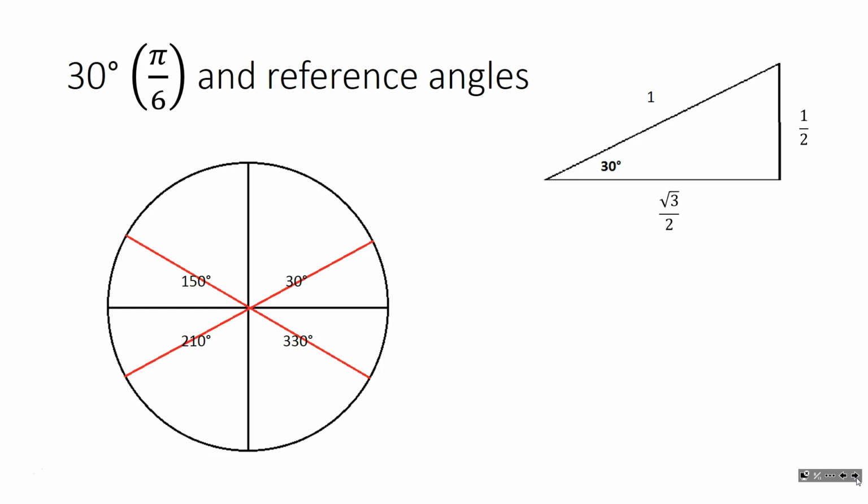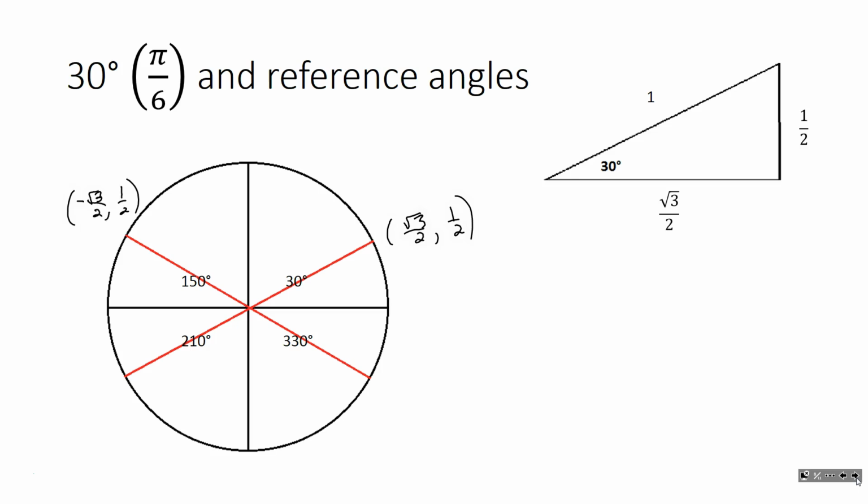The 150, 210, and 330 all have reference angles of 30 degrees because they're each 30 degrees away from the x-axis. So borrowing from our special triangle, please notice that the coordinates here for 30 degrees would be the x value from that triangle, which is square root of 3 over 2, and the y value would be 1/2.